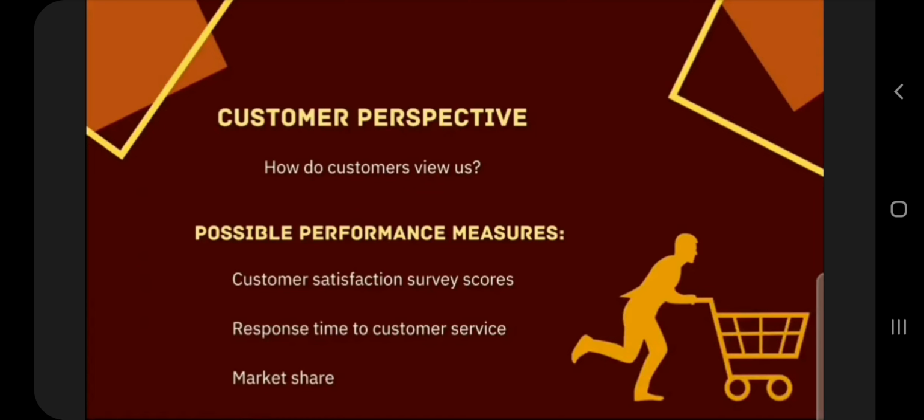The third one is the customer perspective, that includes increasing the quality of products and services, reducing delivery time, and increasing customer satisfaction, which are all critical success factors. In this perspective, it asks, to achieve our vision, what customer needs must we serve? So the possible performance measures in the customer perspective are customer satisfaction survey scores, wherein this is a customer loyalty metric used by companies to gauge how satisfied a customer is with a particular interaction or overall experience with the company or with the business. Another one is response time to customer service, and market share.